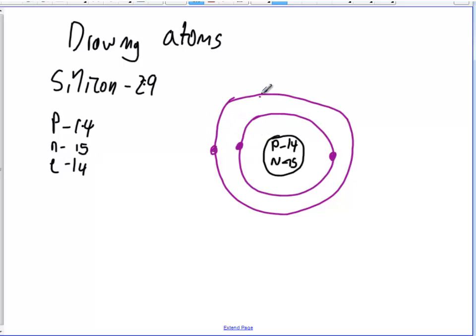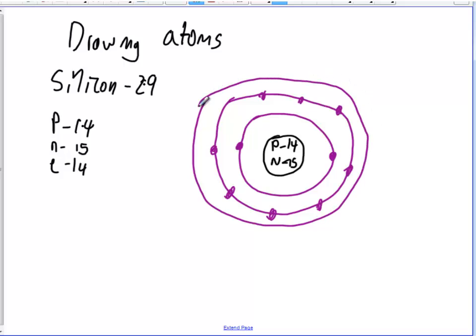So I'm going to go 1, 2, 3, 4, 5, 6, 7, 8. Okay, well that gives me 1, 2, 3, 4, 5, 6, 7, 8, 9, 10 total electrons. But I can't put any more electrons in this second ring. The second ring only holds 8. Okay, the second energy level holds 8. So I need another energy level.